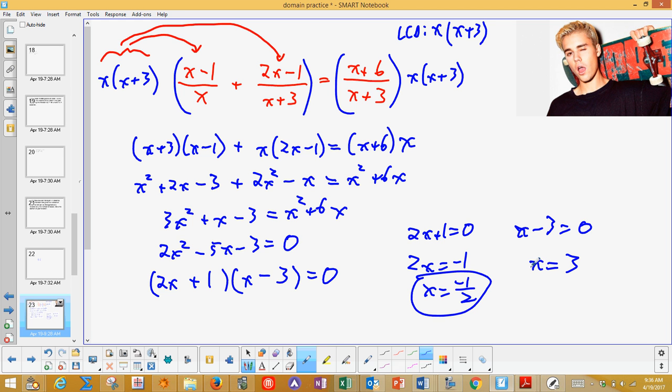And those are my two possible solutions, but I need to double check to make sure they work in my original equation. And from what we did about domain, x can't be negative 3 and x can't be 0, but that's not these answers. So these are my answers. So we're all good. Thumbs up. Thank you.